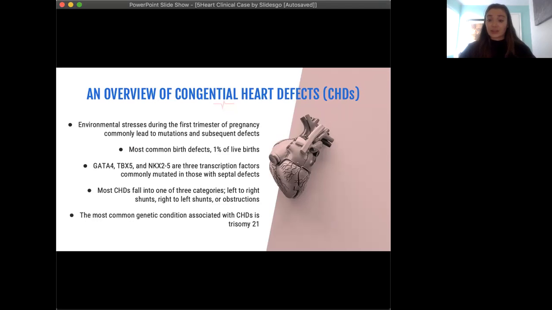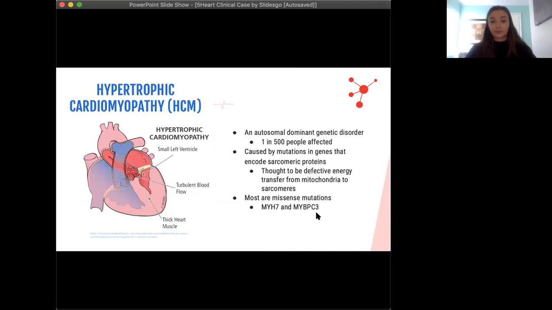GATA4, TBX5, and NKX2-5 are the 3 extremely important transcription factors that are commonly mutated in infants with septal defects specifically. Most CHDs fall into one of 3 categories: left to right shunts, right to left shunts, or obstructions. And the most common genetic abnormality causing CHD is trisomy 21, but there are many more that are related, and there's still a lot of research being done.